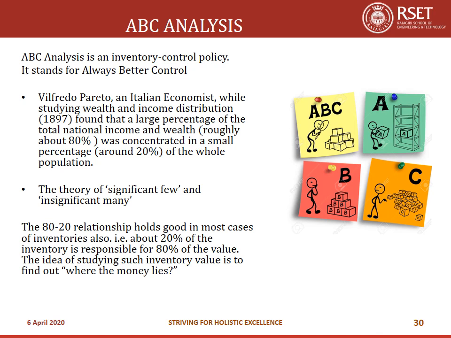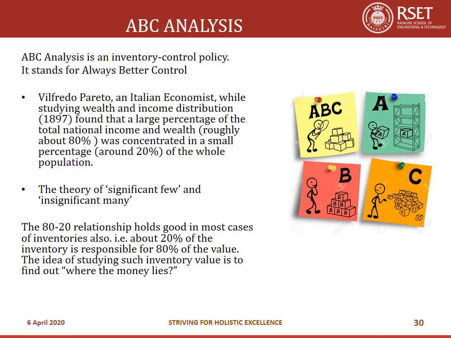Vilfredo Pareto, an Italian economist, while studying wealth and income distribution, found that about 80% of the total national income and wealth was concentrated in a small percentage of the whole population. That is, 20% of the people were holding 80% of the wealth. So the theory of significant few and insignificant many came into the picture.